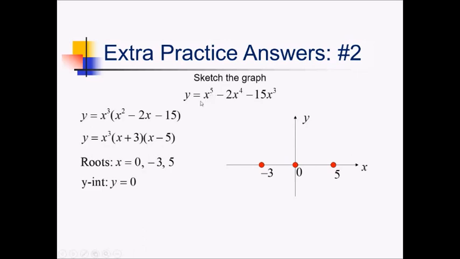In general, that's a positive x to an odd power, which means this is going to behave like y equals x, like a line sloping up. So we're starting below the x-axis and ending above it.